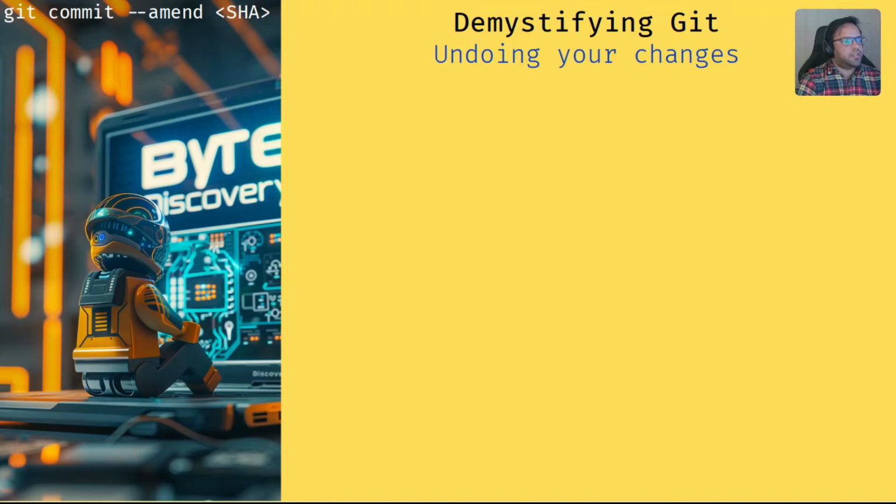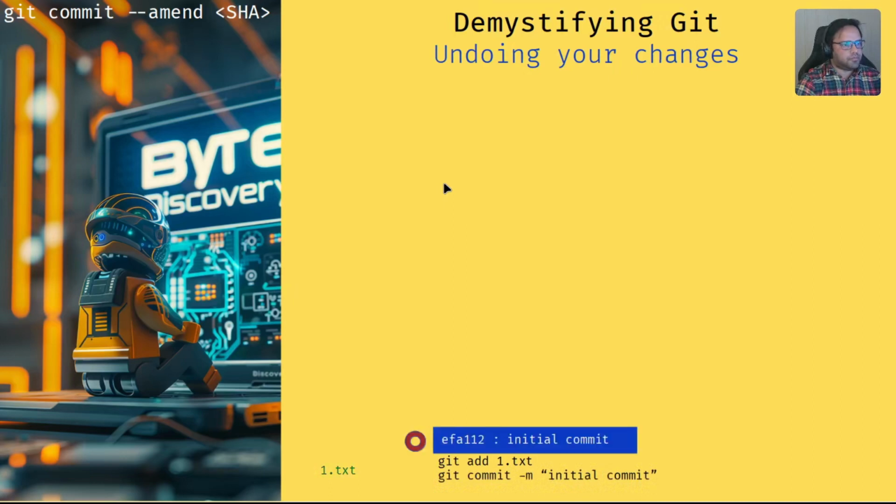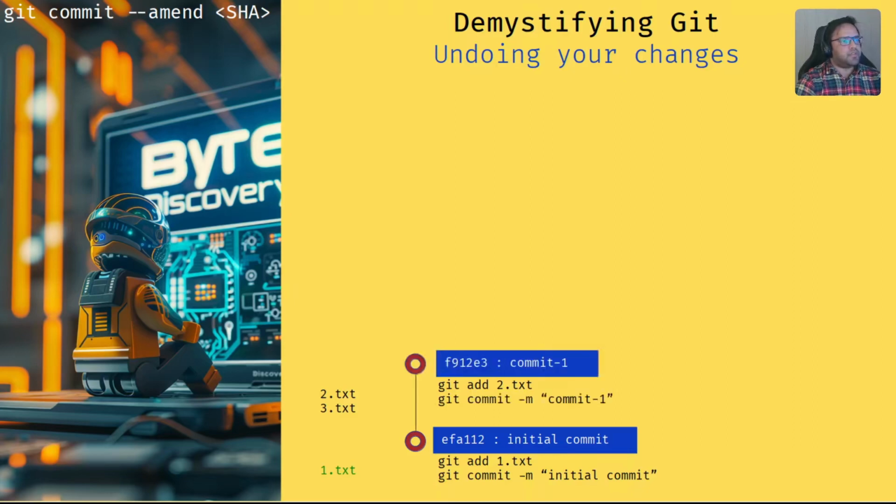All right, let's summarize what we have learned so far. We create a new Git repository and we start with file 1.txt in the working tree. We git add and we commit this file to create a new commit hash. Now we add two new files, 2.txt and 3.txt, to the working tree. We add 2.txt and we commit it with message commit1. This creates a brand new commit with this hash and the message commit1.